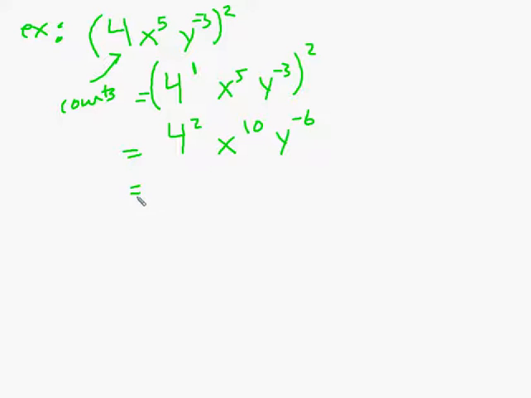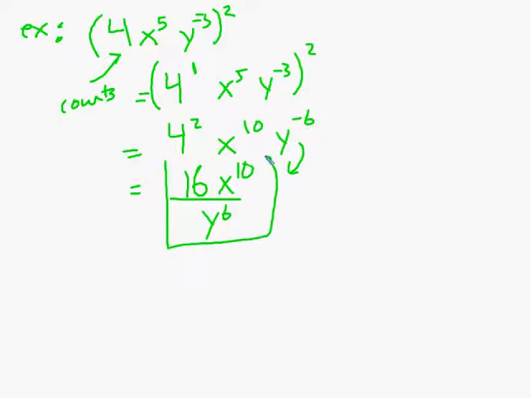Okay, now I need to make sure I finish. This is what got a lot of you on your last homework assignment that I collected: you would get this far and just stop. Well, now you're not done. What's 4 squared? 16. So we need to do that. And this x to the 10, I can just leave that. And then move the y down, so it becomes 1 over y to the 6th. Now I have the correct answer. If I just leave this first thing, I don't have the right answer. I have gotten it wrong. Any questions on this?